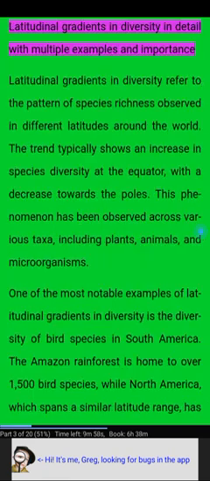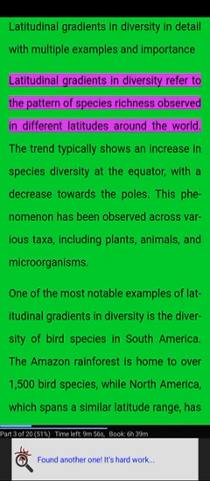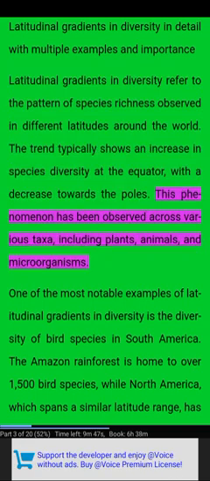present. Latitudinal gradients in diversity in detail with multiple examples and importance. Latitudinal gradients in diversity refer to the pattern of species richness observed in different latitudes around the world. The trend typically shows an increase in species diversity at the equator, with a decrease towards the poles. This phenomenon has been observed across various taxa, including plants, animals, and microorganisms.